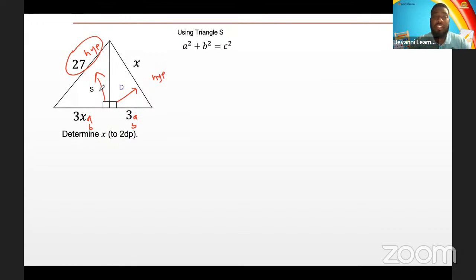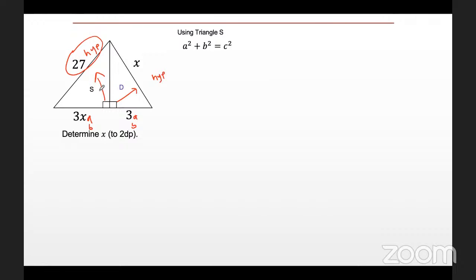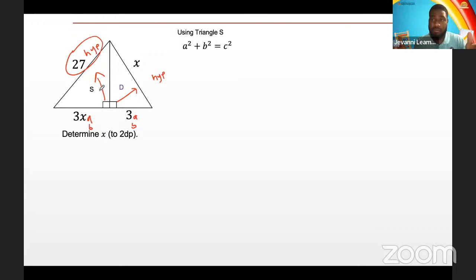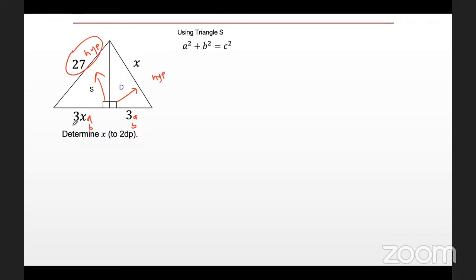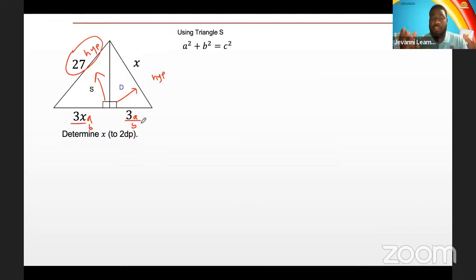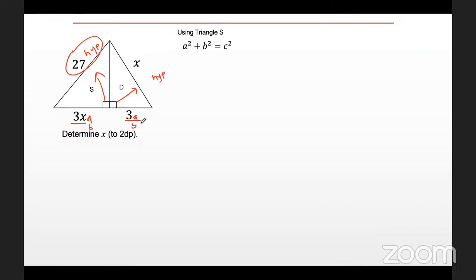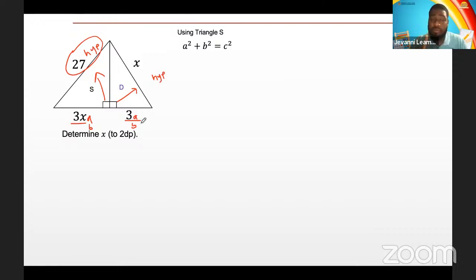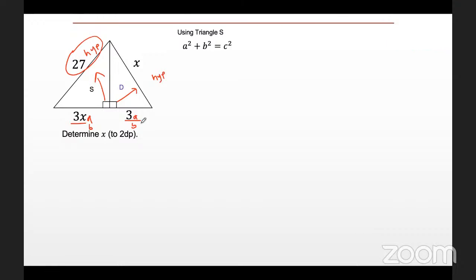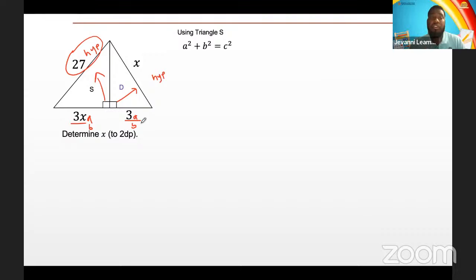But I'm saying to you, you see the arrows going up and down? Well, the two arrows going left and right? Yes, sir. So we label that as our hypotenuse, right? Yes, sir. Now I'm saying the base of the two smaller triangles, one of them is 3x on the left, triangle S, and then triangle D, you have 3, right? Yes, sir. So that's one of the shorter sides, and it's at the base.